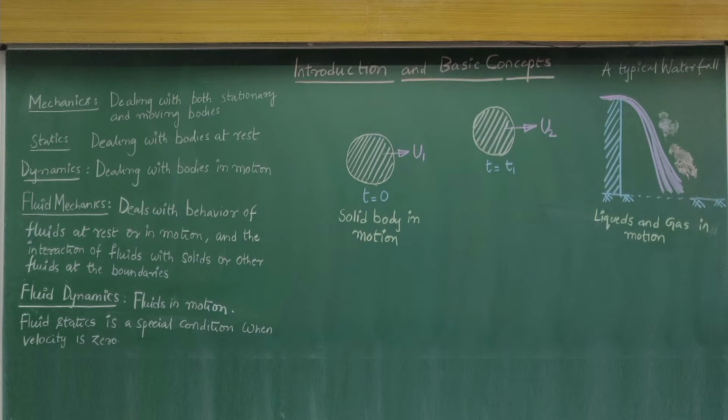As you know, when you talk about mechanics, we talk about dealing with both stationary and moving objects. For example, a solid body can have translation, rotation, shear stress and shear strain, all of which you know from solid mechanics. When a solid body is at rest, we have statics, and when a solid body is moving, we call it dynamics.